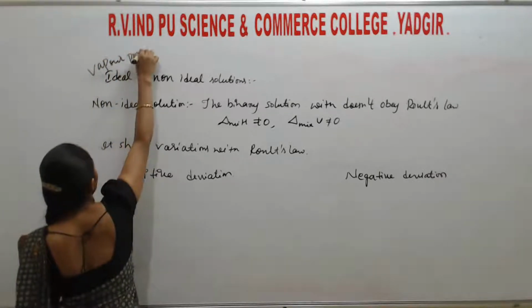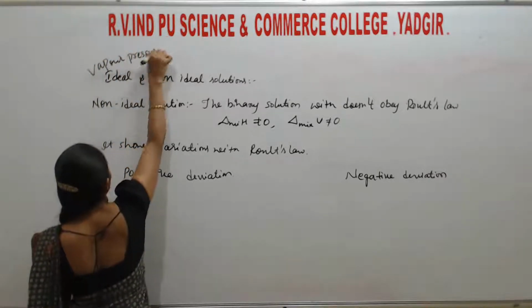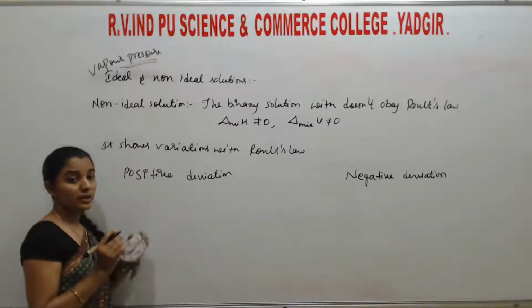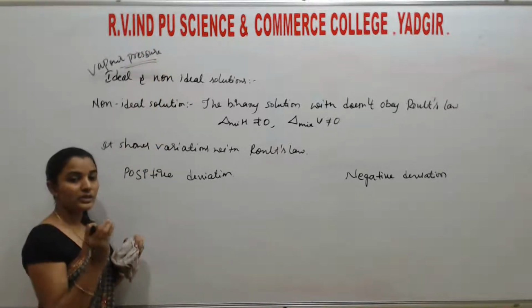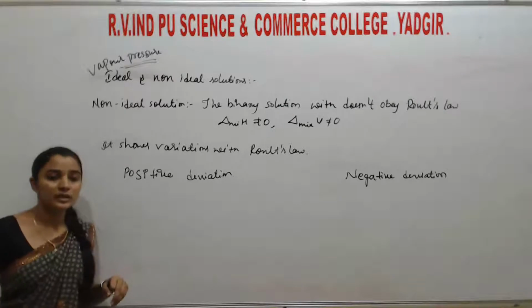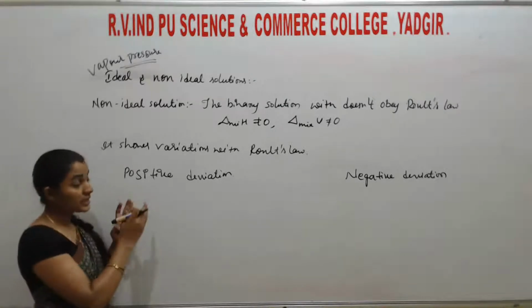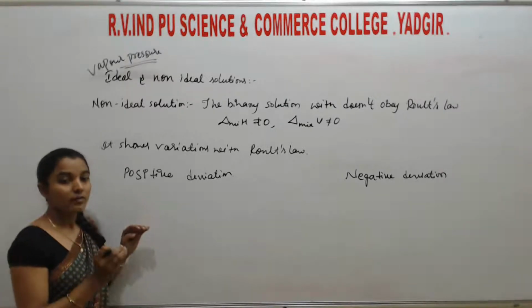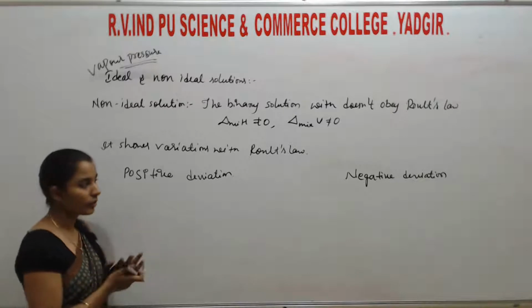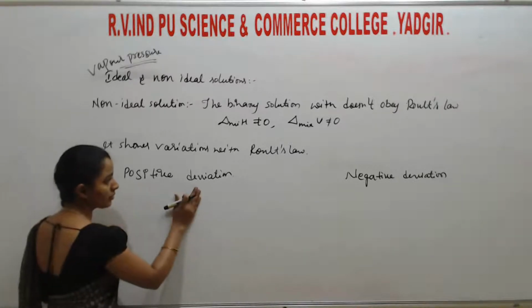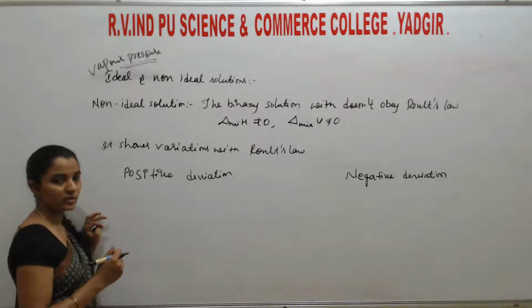Talking about vapor pressure. Vapor pressure means vapor is there. Vapor means a gaseous state. The pressure exerted by the elements in the gaseous state is called vapor pressure. Okay, you remember that. So the positive deviation is there, negative deviation is there.